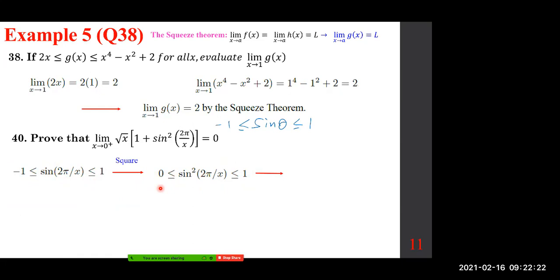Now you want to make it look like this. So what is missing here? Well, look at this brackets. What's missing? Number 1. Let's add 1. Okay, go back. So we are in good shape so far. Bracket is taken care of. What's missing? Square root of x. Well, let's multiply everything by square root of x.